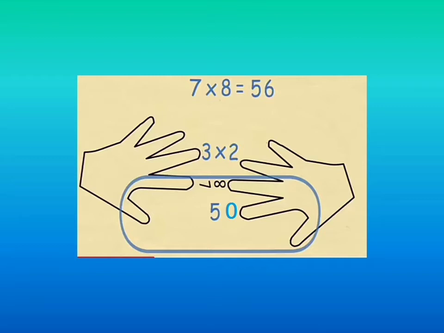Now count the fingers above the touching finger. 3 fingers on the left hand and 2 fingers on the right hand. We multiply these two numbers, that is 3 into 2 is 6. Therefore, to get the final answer, it is 50 plus 6 equal to 56. You can easily use this procedure anytime you are multiplying two numbers between 6 to 10.